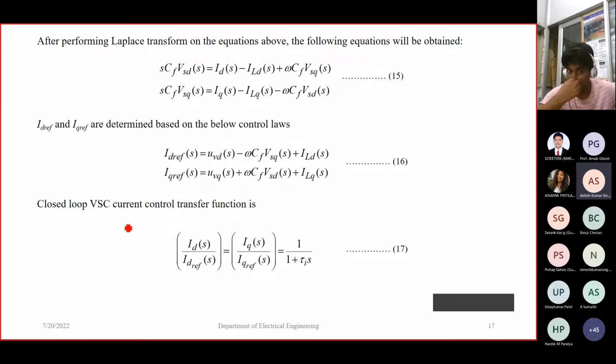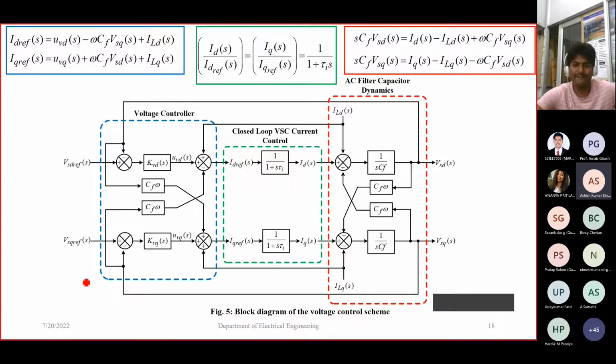Here the closed loop is the current control closed-loop transfer function. In the next slides we can understand the closed-loop transfer function of the whole inverter with closed-loop current control and voltage control loop. Figure 5 shows the block diagram of the voltage control scheme. Here this is the filter dynamics, this is the physical system. From this dynamics we can derive a control law.